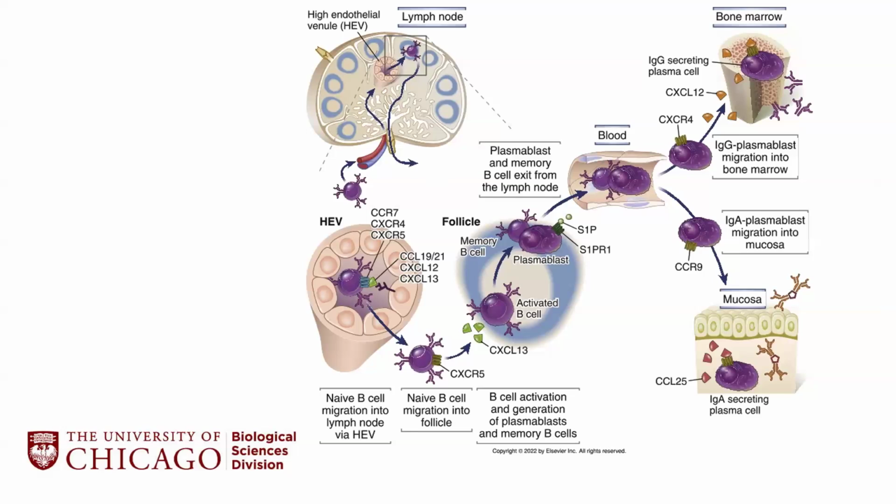And then once you have your activated B cell, of course, it's going to turn into a plasmablast, and then it will largely go back to the bone marrow, chasing a whole different set of markers like CXCR4, getting it to the bone marrow. There are some, of course, that will go to, like, the mucosa, in the case of IgA secreting plasma cells, which will chase something different like CCR9.